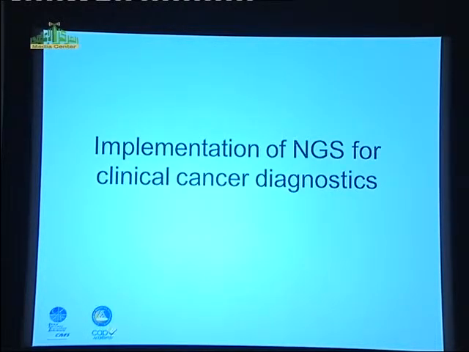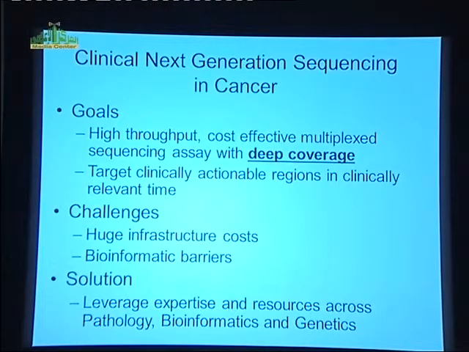So what does all this mean with respect to implementation of NGS for clinical cancer diagnostics? I think in terms of clinical next-generation sequencing in cancer, the goals are to have a high throughput technology that is cost-effective and can give you deep coverage. Deep coverage is necessary to be able to identify these minor clones that may be present within the tumour sample. You also want to be able to target clinically actionable regions in a clinically relevant time.